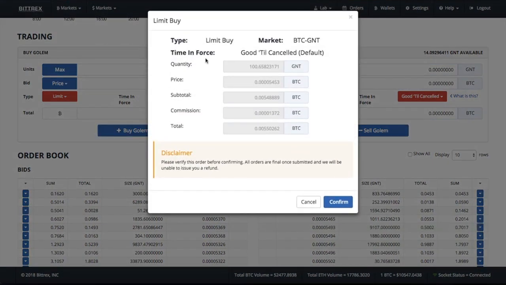If I want to buy Golem, this would be a market order for Golem. It's good until canceled, and this shows you the commission costs, the total amount it's going to cost in Bitcoin, and the price that you're purchasing it at.